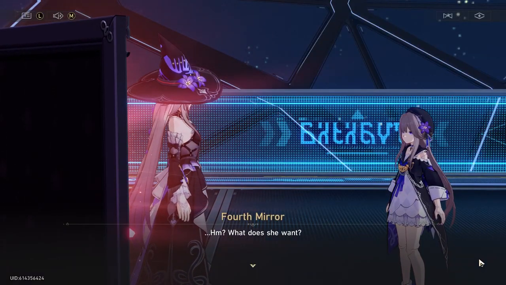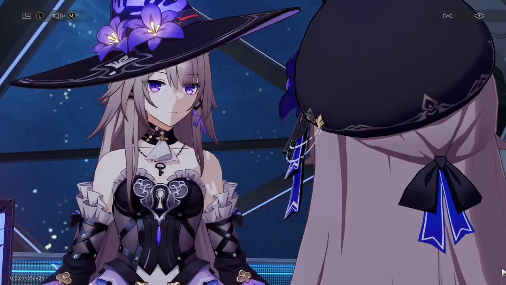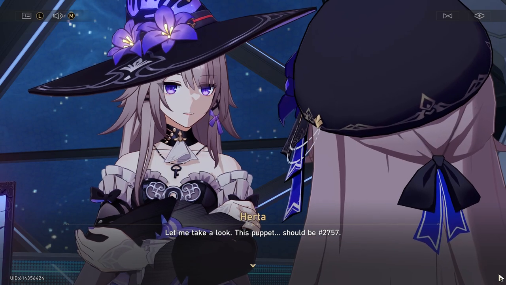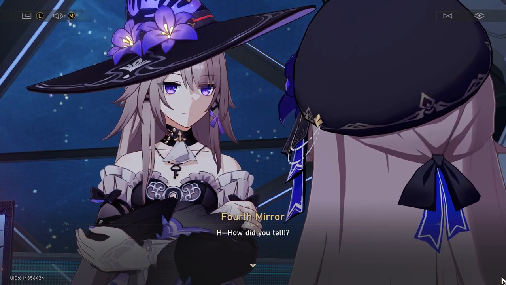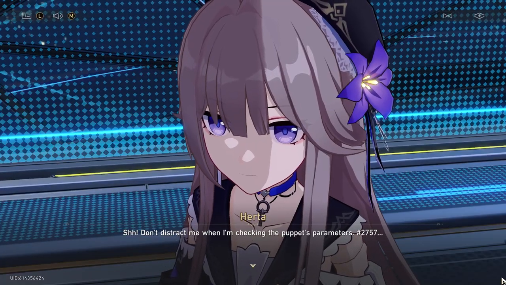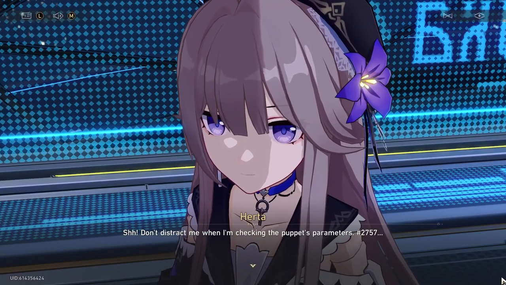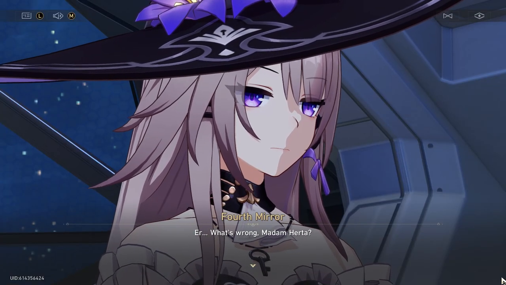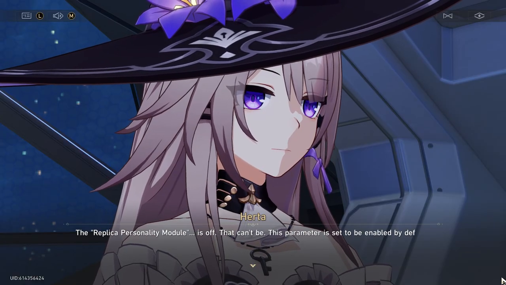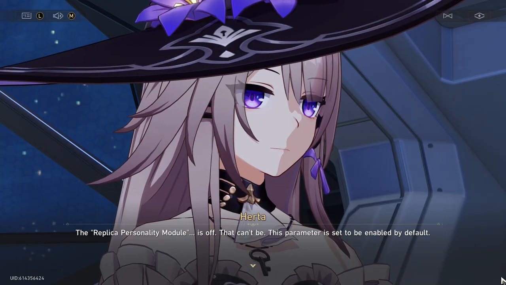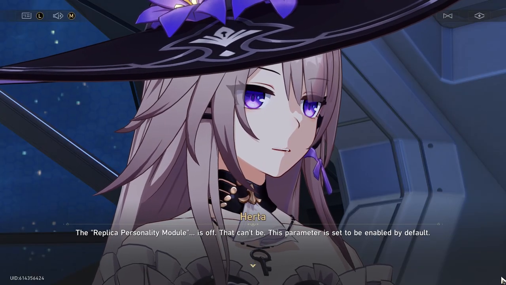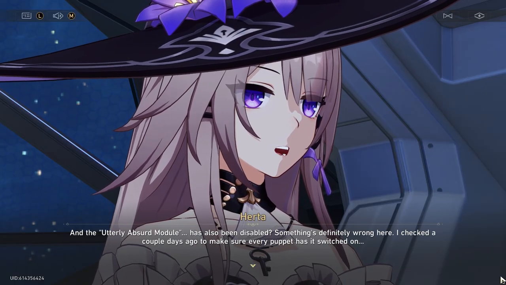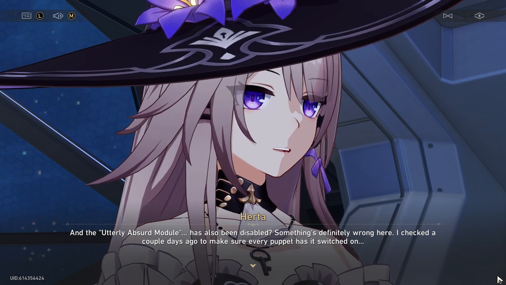Huh? What does she want? Let me take a look. This puppet should be number 2757. How did you tell? Shh! Don't distract me when I'm checking the puppet's parameters. 2757. That's strange. What's wrong? Madam Herta? The replica personality module is off. Well, that can't be. This parameter is set to be enabled by default, and the utterly absurd module has also been disabled? Something's definitely wrong here. I checked a couple days ago and made sure every puppet has it switched on.